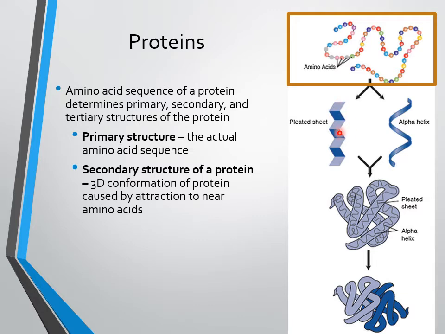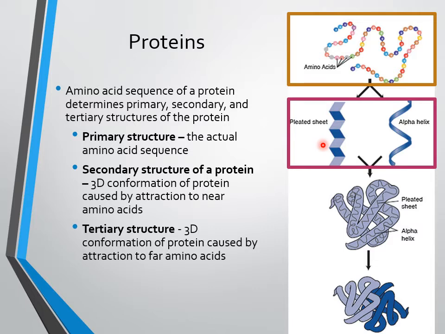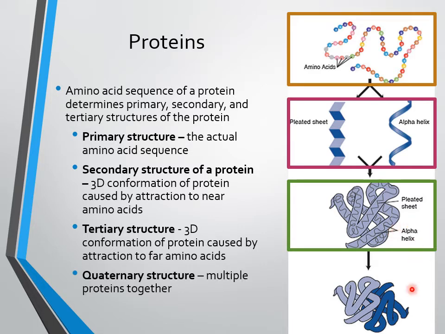So you kind of get a pleated sheet, or you can get an alpha helix. It depends on how they fold themselves up, but that is the secondary structure. Your tertiary structure is when that 3D shape then starts folding in on itself. So it starts conforming like that. That is your tertiary structure. And then once it finally folds in, we have multiple proteins together and they're all folded up together. That is your quaternary structure.